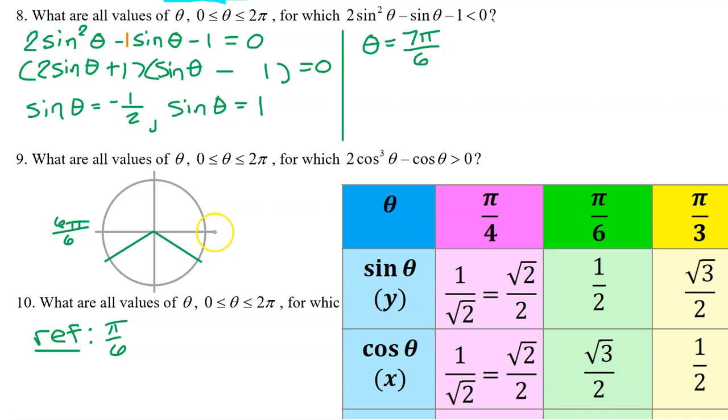We can think of 2 pi as 12 pi over 6. So this angle in the fourth quadrant is 11 pi over 6. So that's another solution.